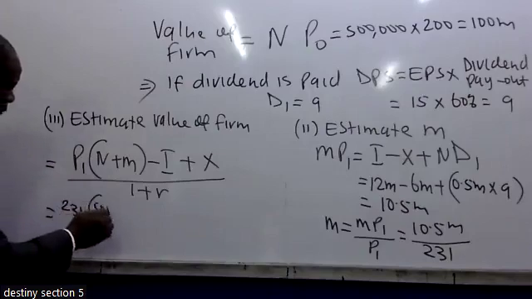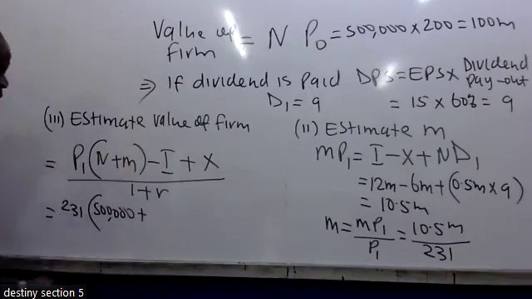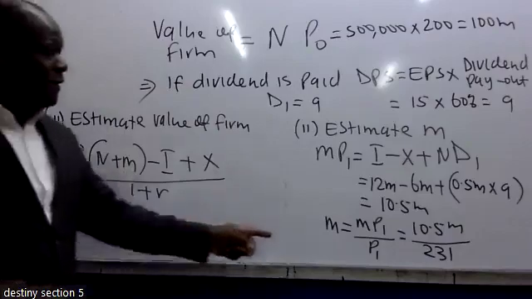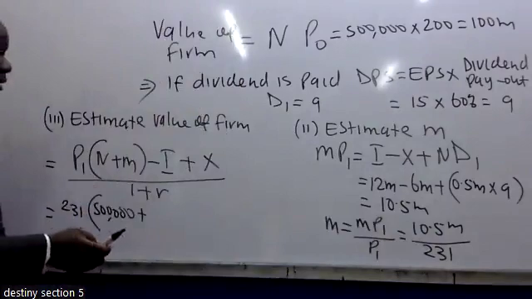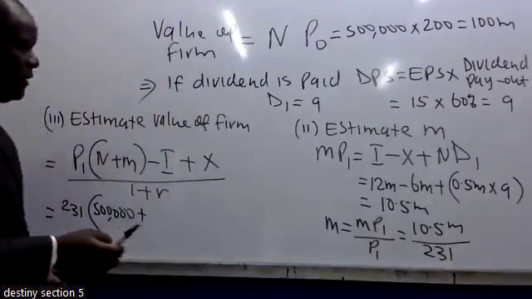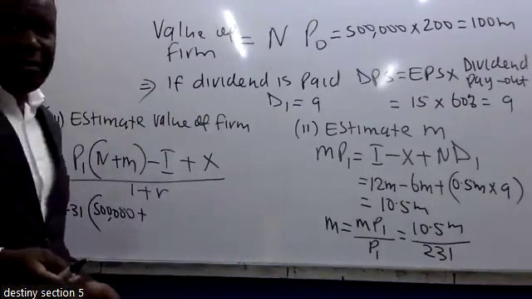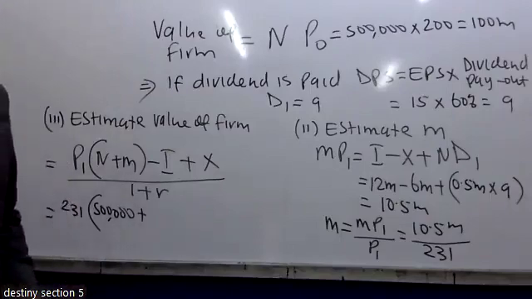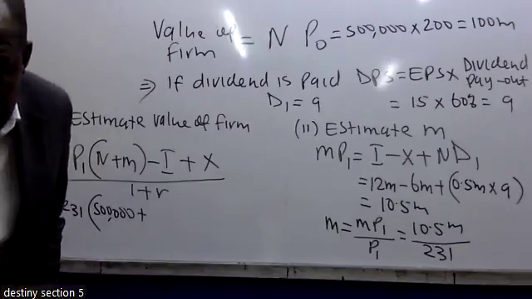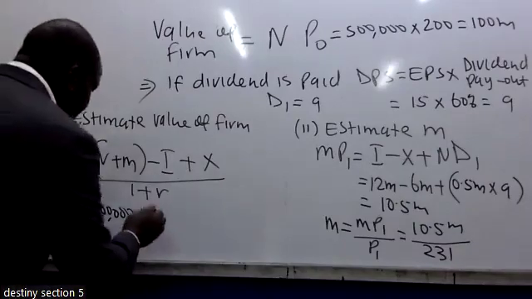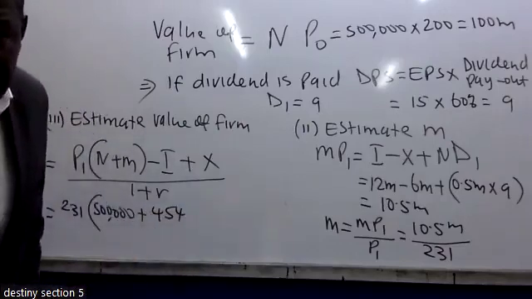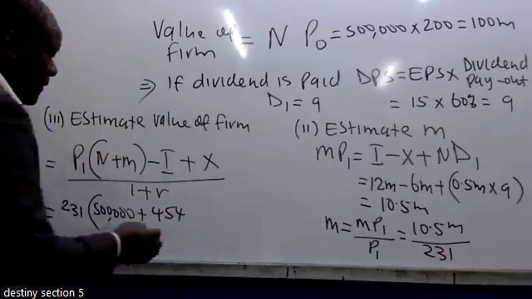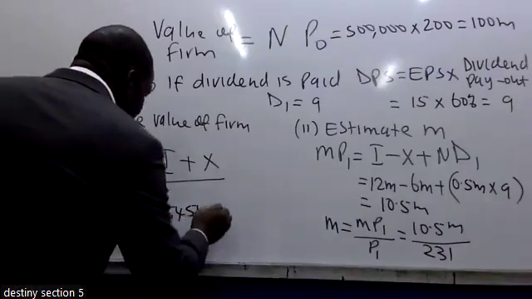Then N was 500,000 shares. M is the same as this divided by that, but you can still use what you had calculated. So if you use the one that you calculated, when you multiply by 1 million, it will be 454,545, like that.